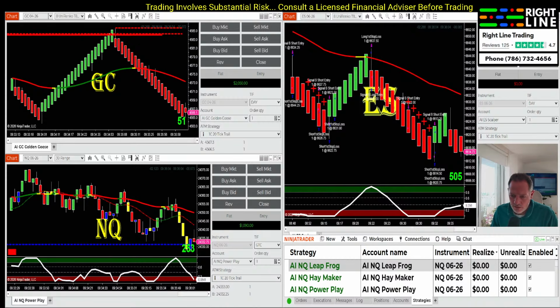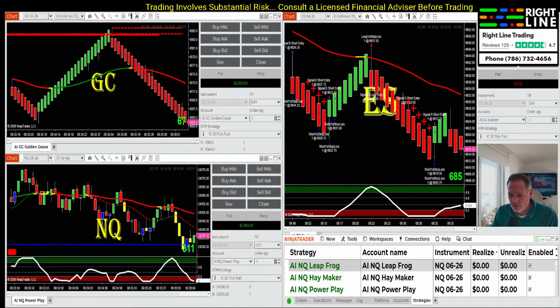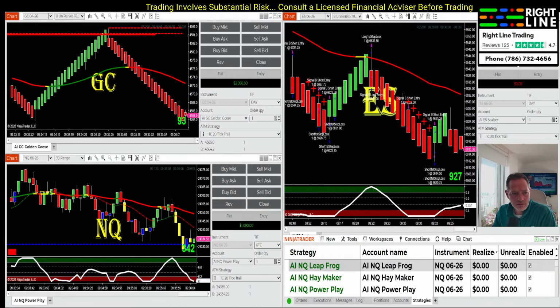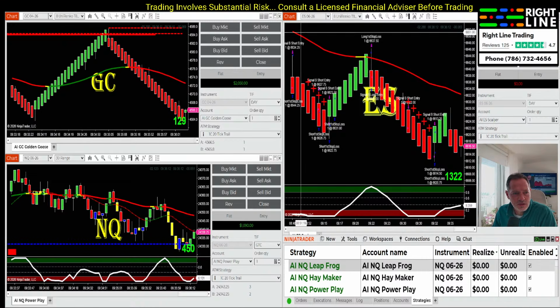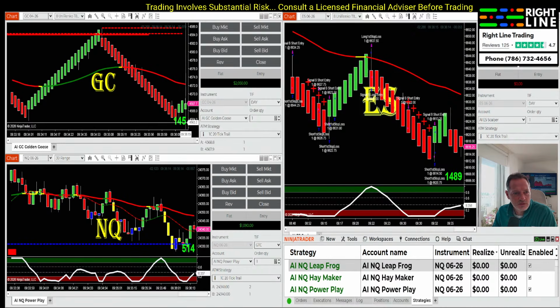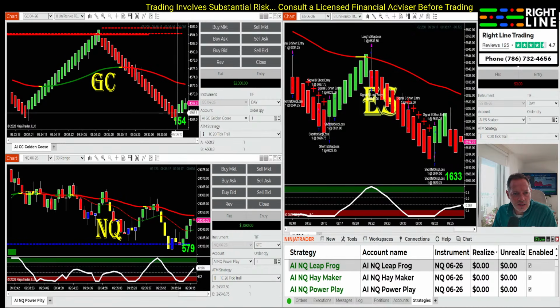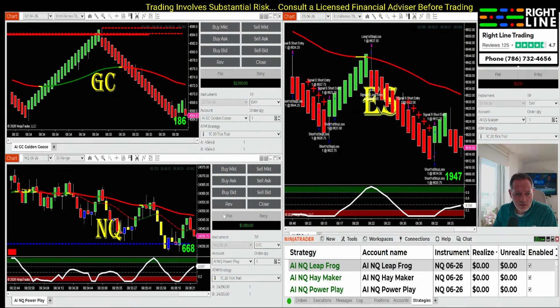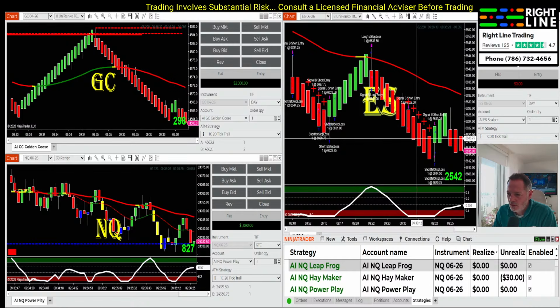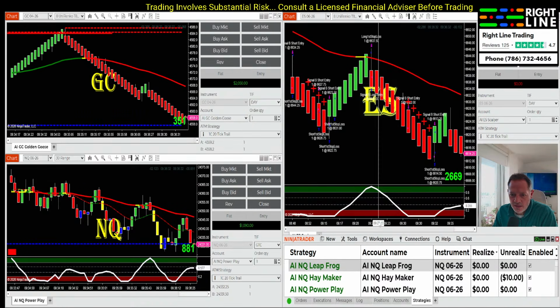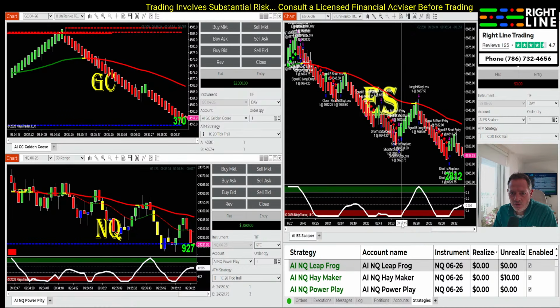Okay, so we're rocking here. We got the bots all engaged now. They're up and rolling. Got the GC moving nicely. Big moves there. Looking at an 8 Unarenko chart right there. Down in the bottom left, looking at the NQ, and that one's a 30 range chart. Over here in the top right, this is the ES, and looking at it on an 8 Unarenko chart.